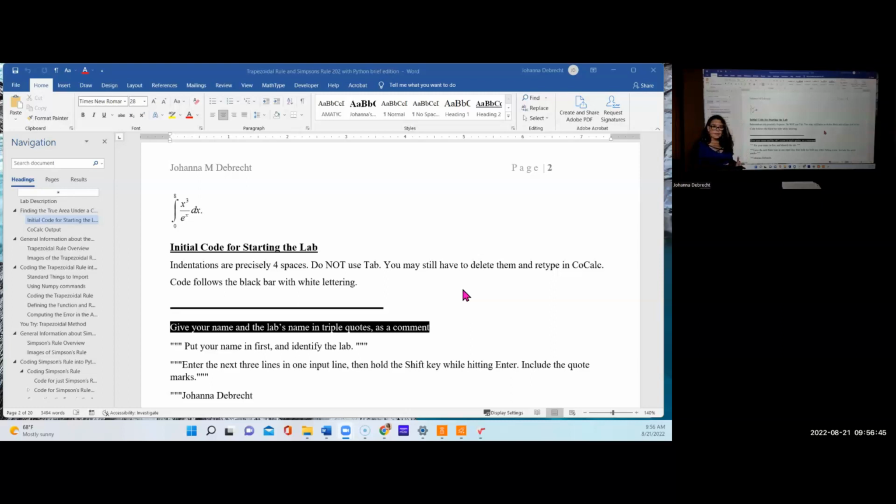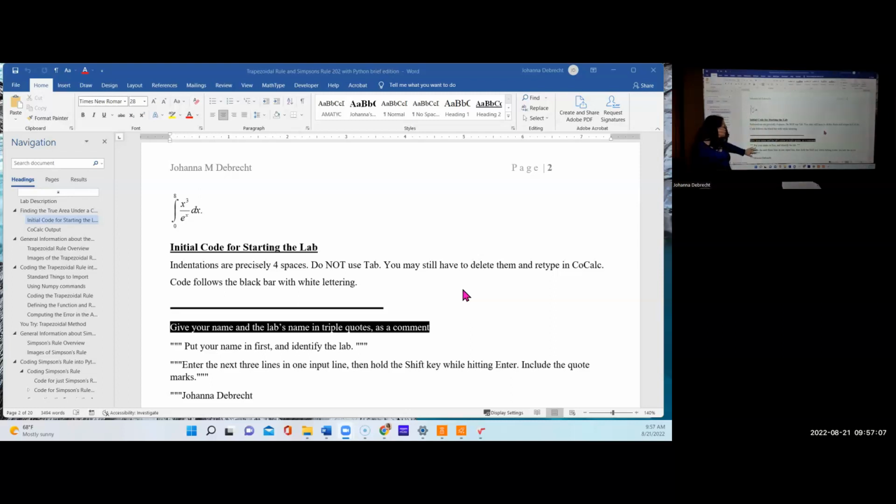Some things to remember as you're working through the lab: don't use tab when you're writing in Python. Instead, you want to use 4 spaces. 4 spaces is a tab. Why not 5? I don't know, but there's 4. You may have to delete any tabs that you see and replace them with a set of 4 spaces.